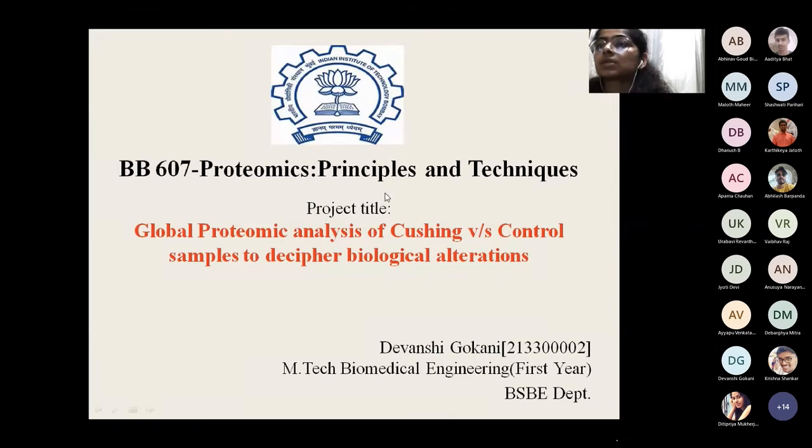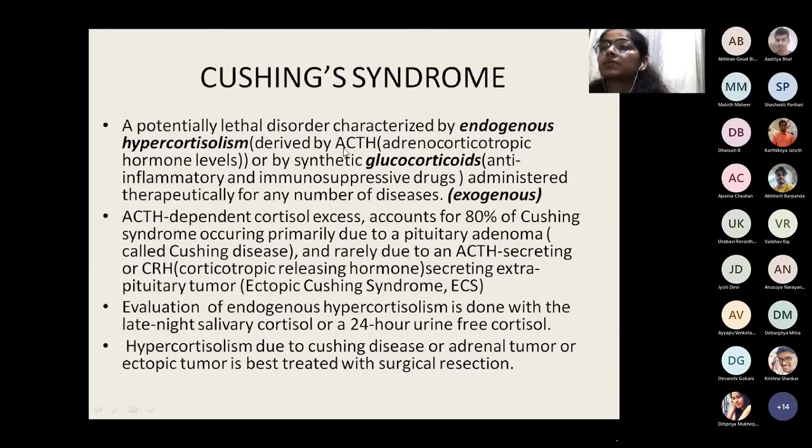The topic of my project today is global proteomic analysis of Cushing versus control samples to decipher biological alterations. To start with, I would like to give you a brief intro on what is Cushing syndrome. It is a potentially lethal disorder which is characterized by endogenous hypercortisolism or by synthetic glucocorticoids, which are administered therapeutically for any number of diseases.